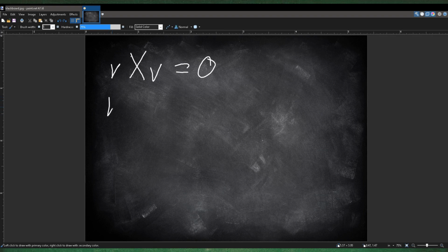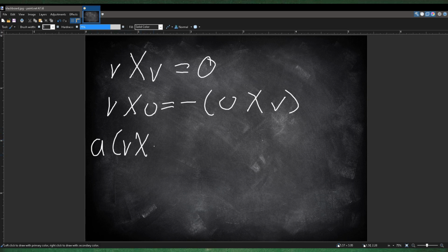Also, the cross product of v and u is the negative of the cross product of u and v. So if you switch the vectors, you put a negative in front of it. Also, say you have a scalar a. The cross product of a times v and u is the same as the cross product of a times the cross product of v and u, or of v and a times u. So a just goes to one of them.